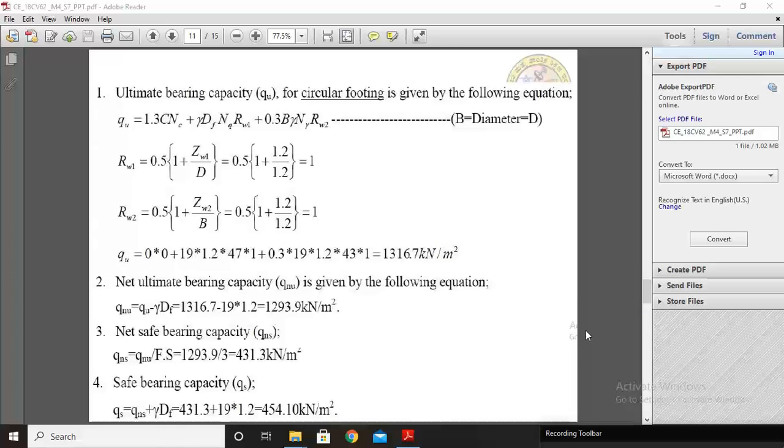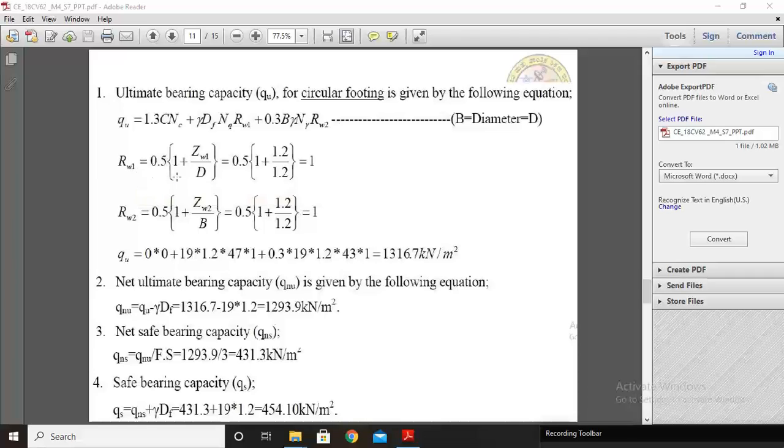Now the procedure: how to calculate SBC for circular footing. Step 1, the ultimate bearing capacity for circular footing is given by the following equation: Q equal to 1.3 times C NC plus gamma Df NQ into RW1 plus 0.3 times B gamma N gamma into RW2. Here we are considering B equal to D for diameter. Next, calculate the water reduction factors.